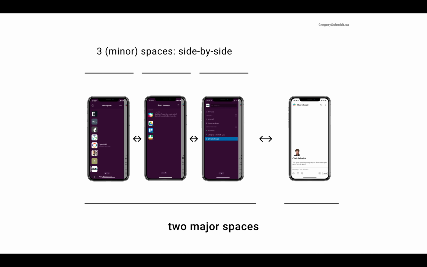And of course, you can combine these principles. So in this example here from Slack, what we have are two major spaces in the application. You have your content area, and then you have your navigation area. And the navigation area itself is made up of three minor spaces side by side. And so you swipe left and right between these minor spaces in order to get from your workspace to your messages to find your navigational hierarchy, and then that generally is an entirely self-contained entity from the other major space, which is the content itself.